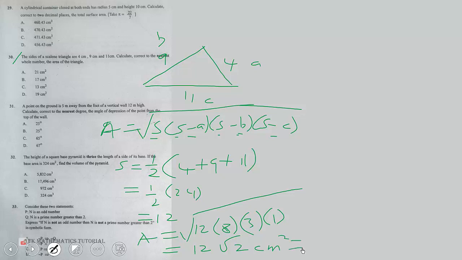So the nearest whole number, we have 16.97, which is approximately 17 centimeters squared. So the correct answer is B.